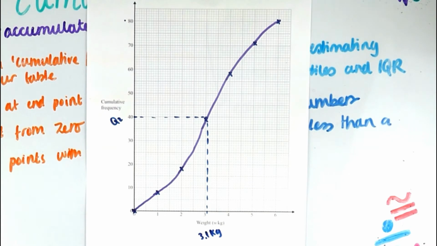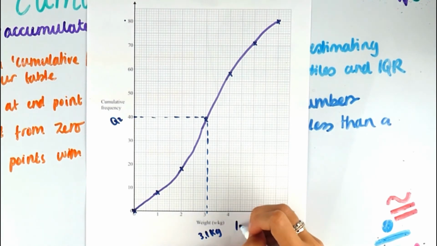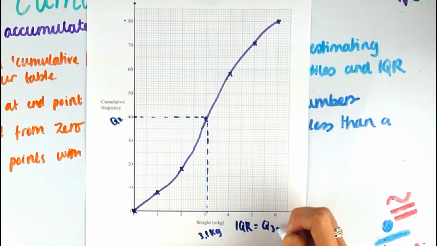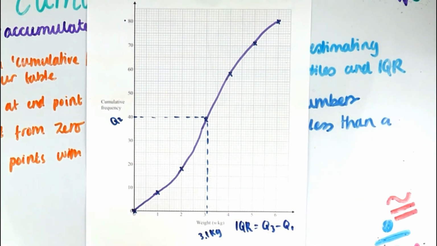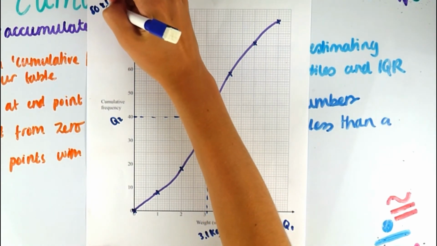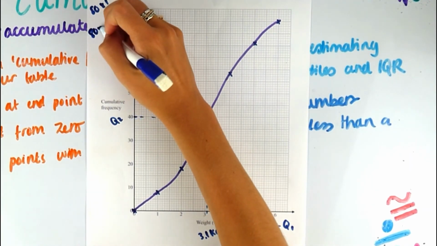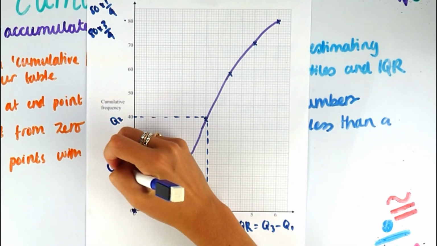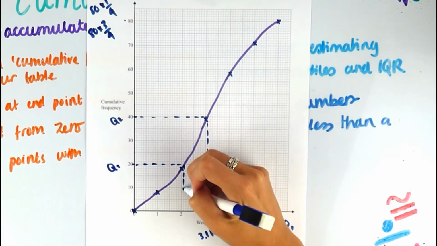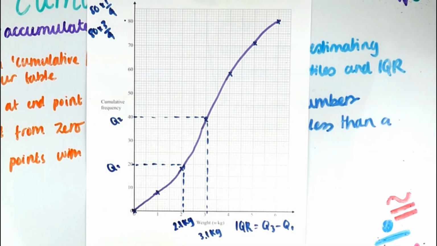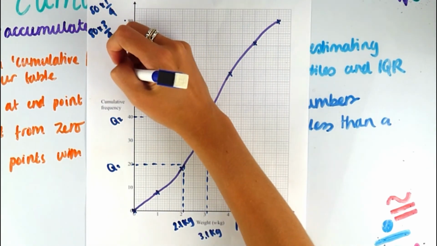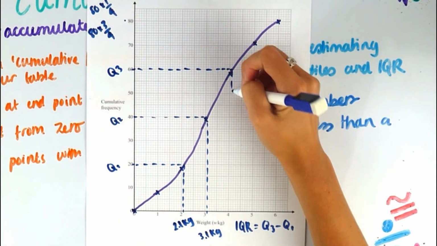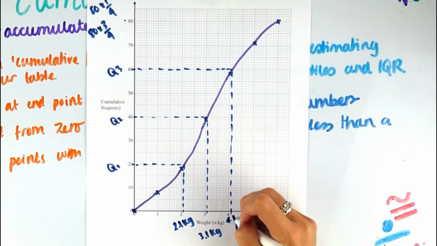If you want the first quartile and the third quartile to work out the interquartile range, the interquartile range is Q3 minus Q1. So you take the total, which in this case is 80, and for Q1 you multiply it by a quarter, and for Q3 you multiply it by 3/4. So 80 multiplied by a quarter is 20, so this is going to be Q1, the first quartile, saying 2.1 kg. And if we do 80 multiplied by 3/4, that is 60, it's going to be Q3, and that is 4.1 kilograms.